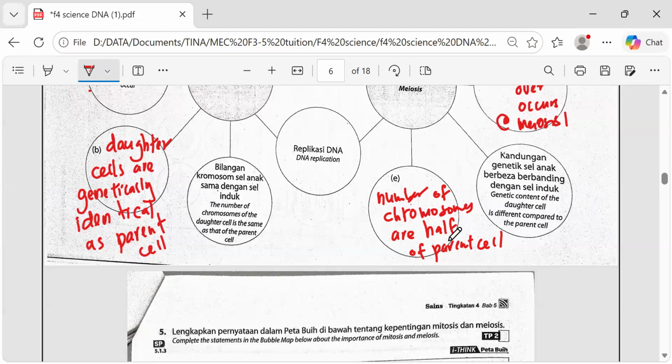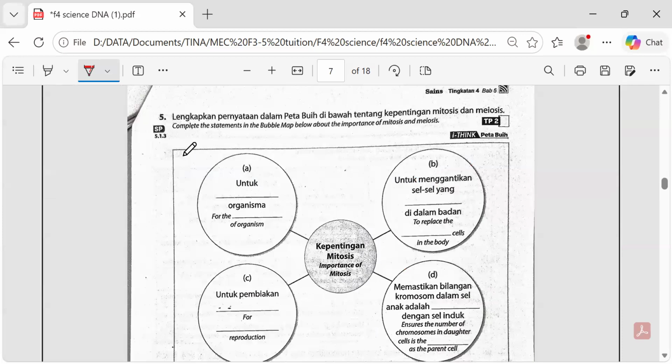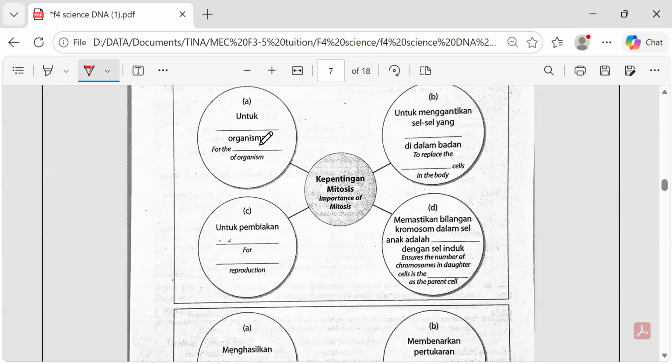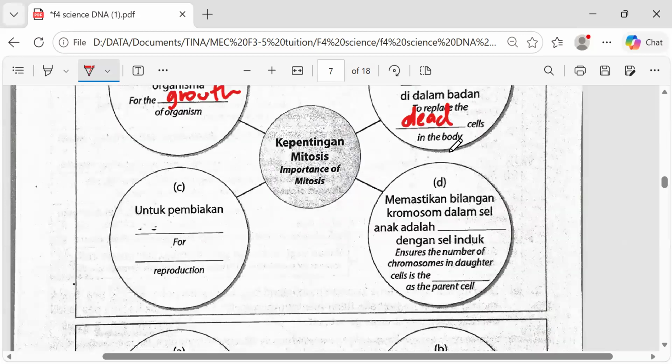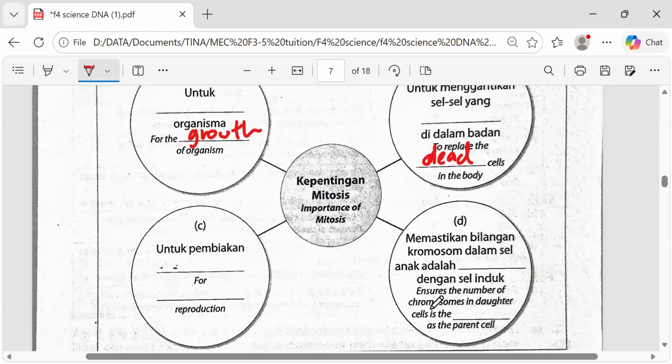Okay, what is the importance of mitosis? For growth, for you to grow bigger. To replace the dead or damaged cells in the body. Okay, to ensure the chromosome number in the daughter cell is the same as the parent cell.